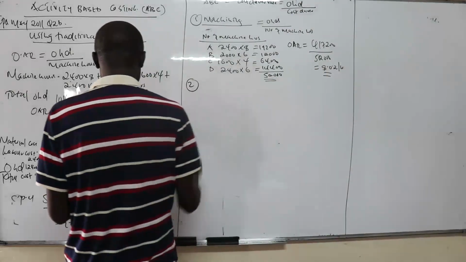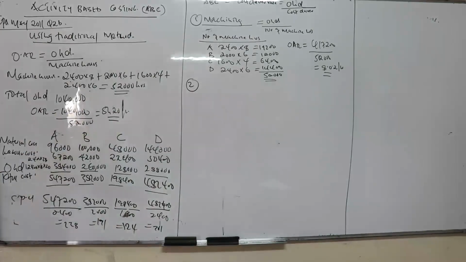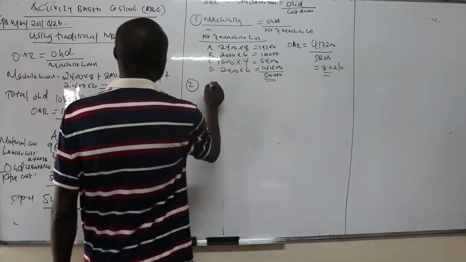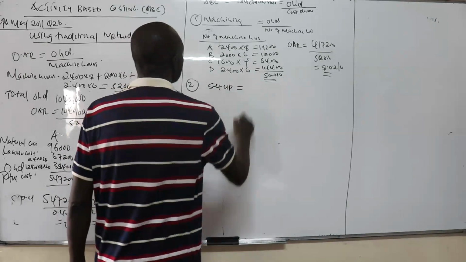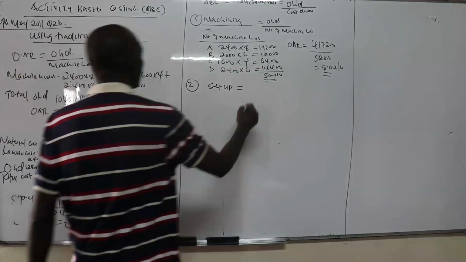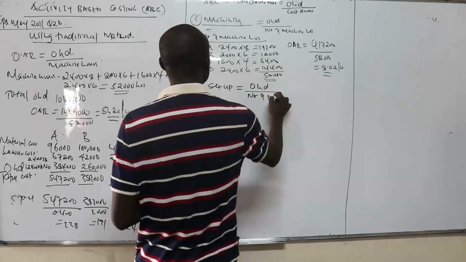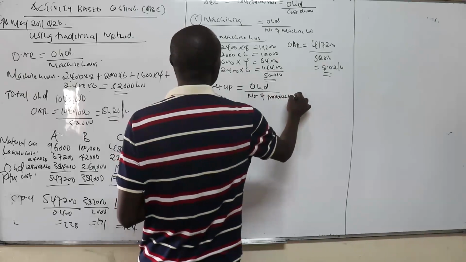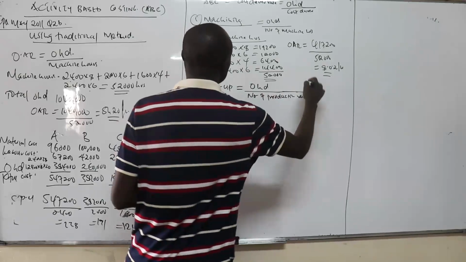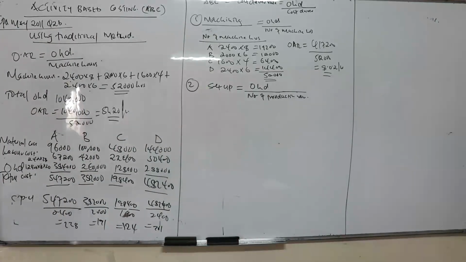And then the second activity is setup. So we determine the cost driver rate. It's going to be setup overheads over number of production runs. That is the cost driver. We have been told in note number, is it note number 3? Can you read note number 3?